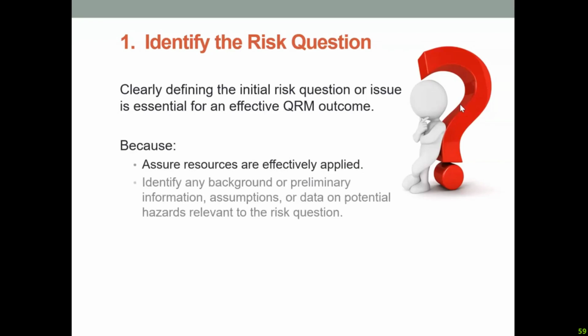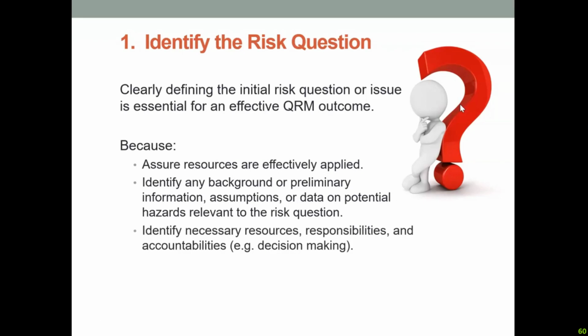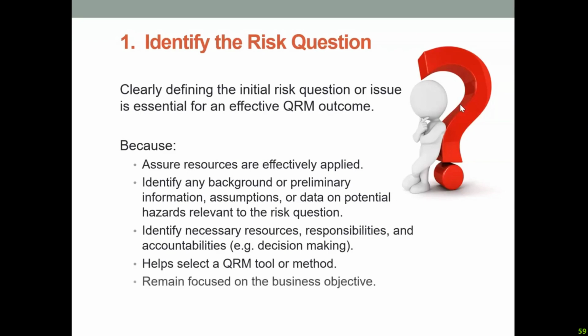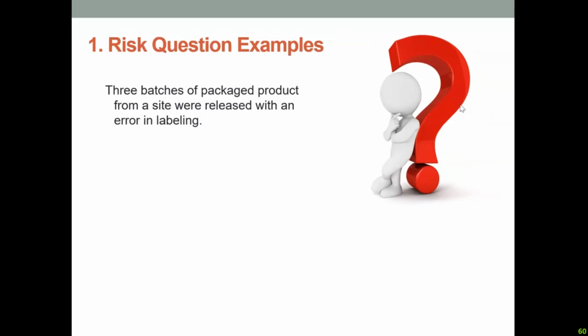The risk question assures that resources are effectively applied. It identifies any background or preliminary information, assumptions, or data on potential hazards relevant to the risk question. It also identifies the necessary resources, responsibilities and accountabilities that you might come across. It also helps us to select a QRM tool or method, and it helps us to remain focused on the business objective.